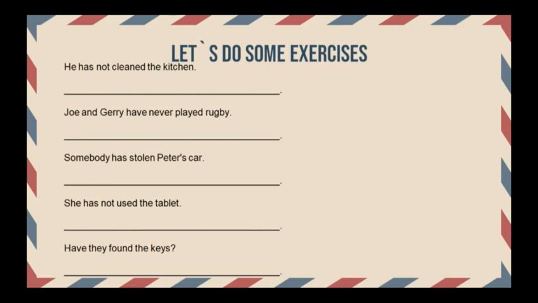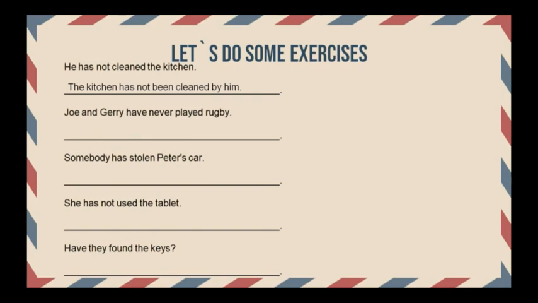First one. He has not cleaned the kitchen. So, as you can see, this sentence is also in negative form of present perfect simple. He is a subject. Has not cleaned is a negative form of present perfect simple. And the kitchen is an object. Then, the passive voice is, the kitchen has not been cleaned by him.